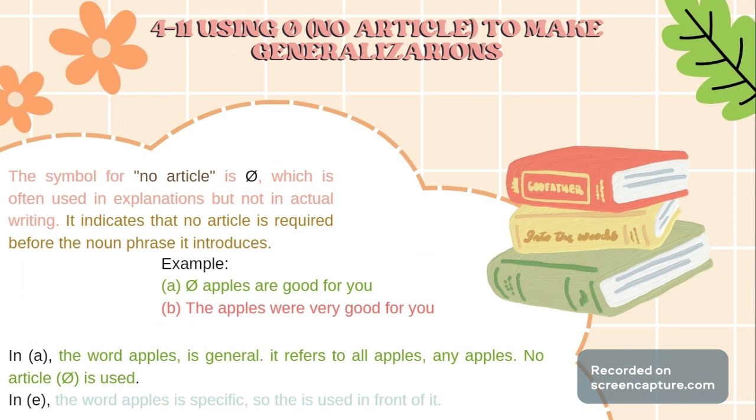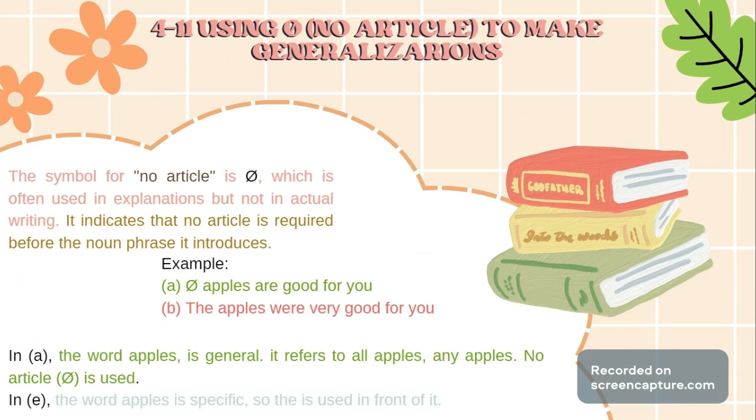Example: apples are good for you. And the second: the apples are very good for you. Yeah, the apples. It indicates specific apples. So we have apples, and they are very good for you.